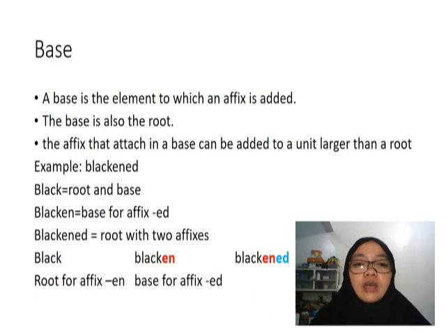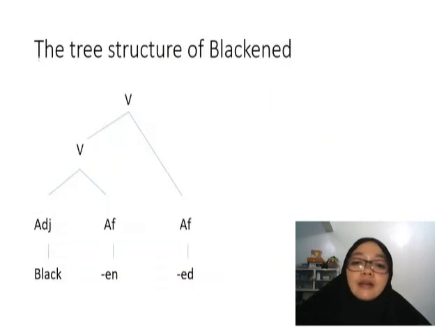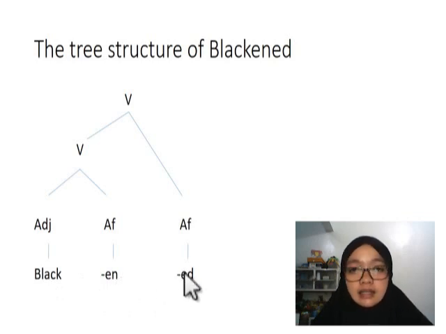We can draw the tree structure for the word blackened. Look at this one. First we separate the root from its affixes: black with en and ed. The first structure to form is with en. Black with en. Black is an adjective. Meeting the affix en, it becomes a verb.